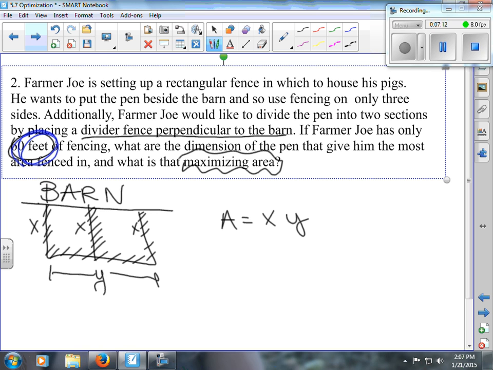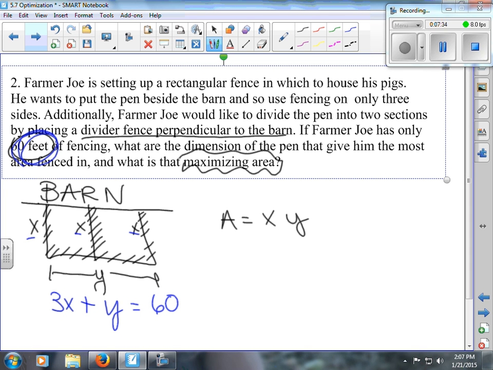And so I need to set up an equation with 60 feet of fencing. You can see I've drawn in my fence. So how much fence is in this picture? Well, I have 3 perpendicular portions that are x long each, plus I have this long portion that I have described as y long. And so this has to be 60.